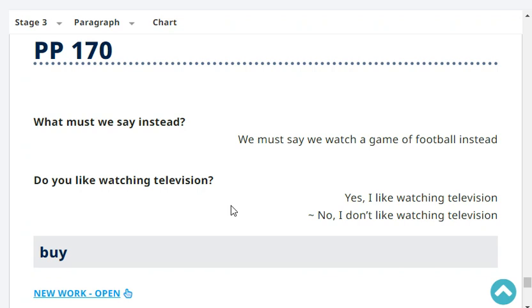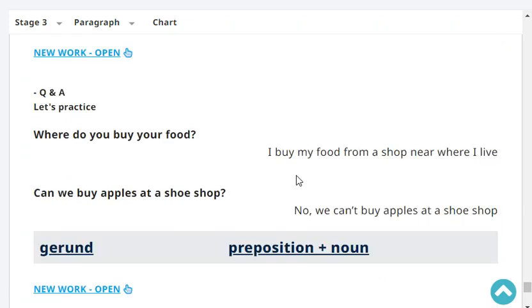Do you like watching television? Yes or no? Yes, I like watching television. Very good. Okay, next. Where do you buy your food? I buy my food from a shop near where I live. Very good.